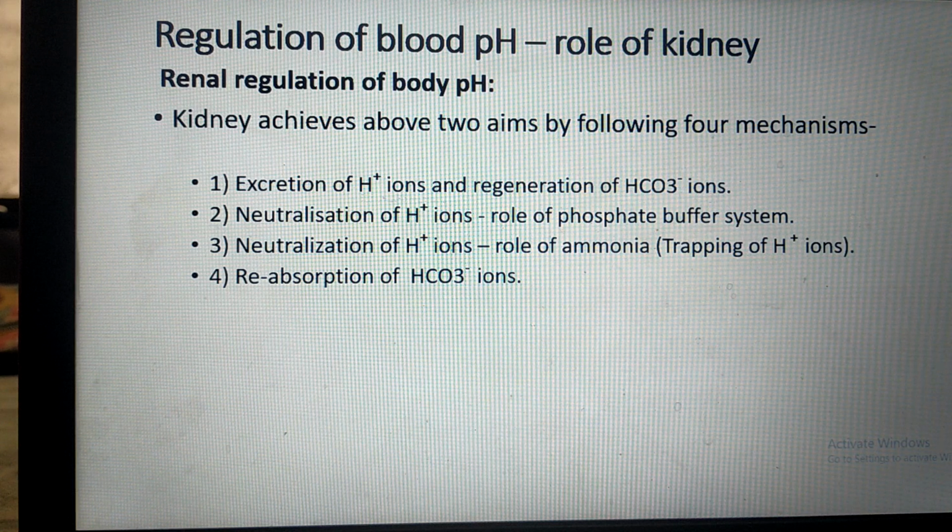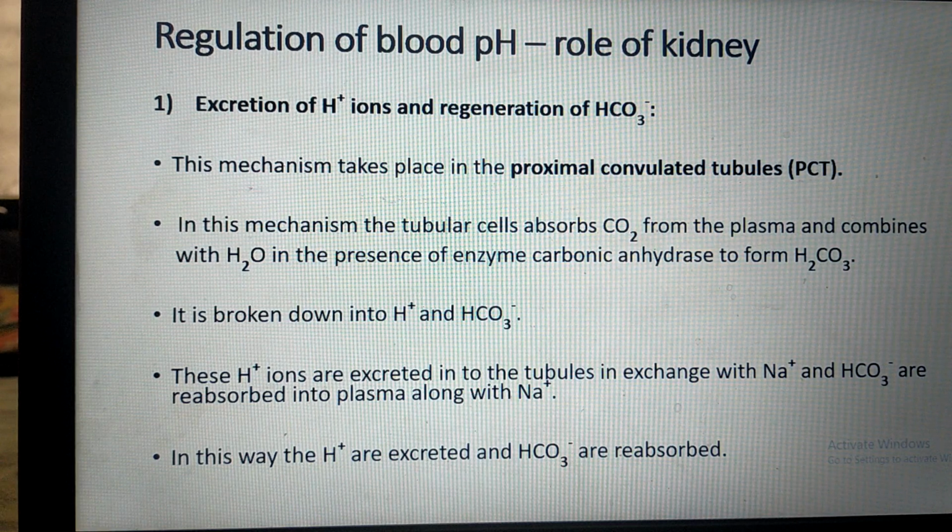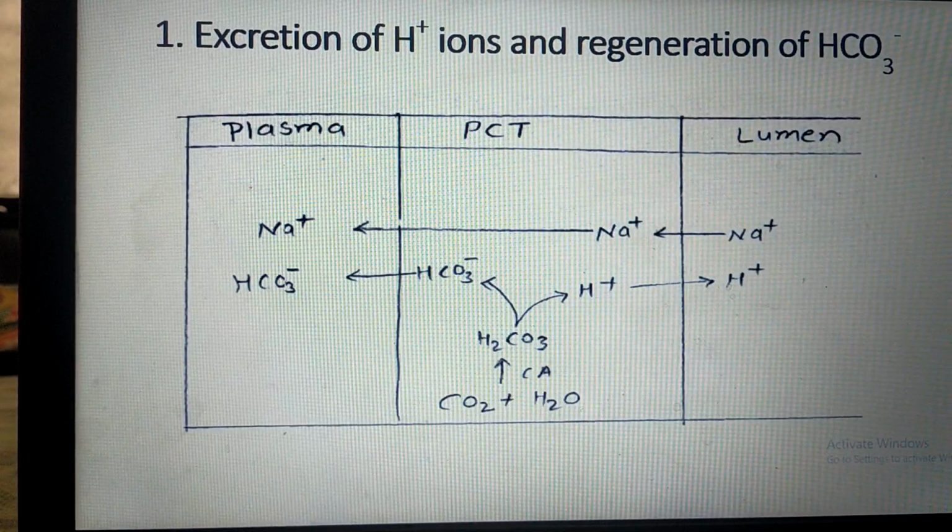So first mechanism is excretion of H plus ion and regeneration of bicarbonate ions. It occurs in proximal convoluted tubules. So what happens in this mechanism, I will show you in the figure, then you will understand what I have written here. Now see this figure.